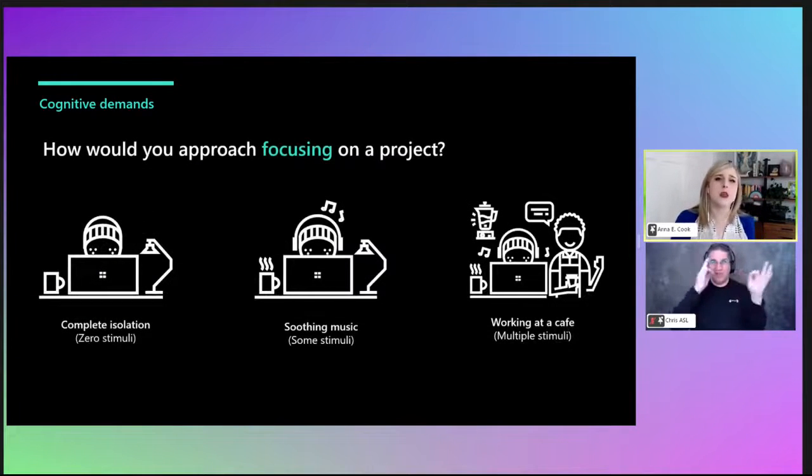Now, for example, how would someone approach focusing on a project? Some people need complete isolation and zero stimuli to focus in, so they might work in a silent environment by themselves. Some people need some stimuli to focus, such as soothing music or background noise. And some people may need multiple stimuli. Perhaps they prefer working in a busy office or at a cafe where they have other people around, other sounds and other movements.